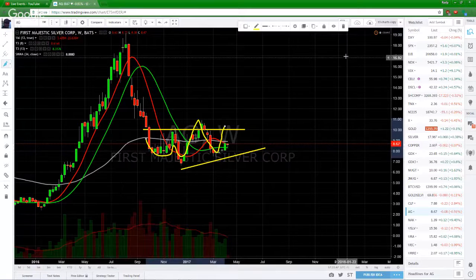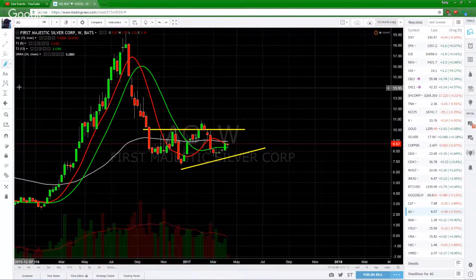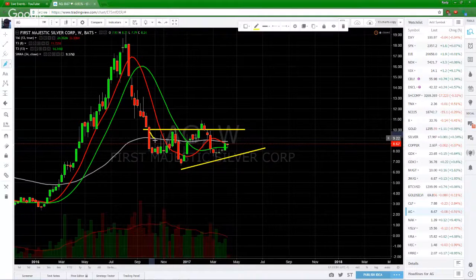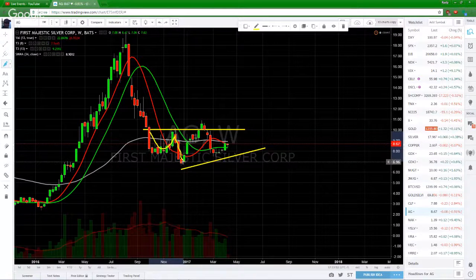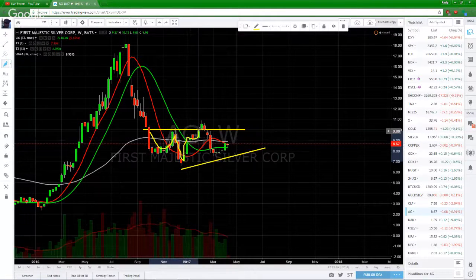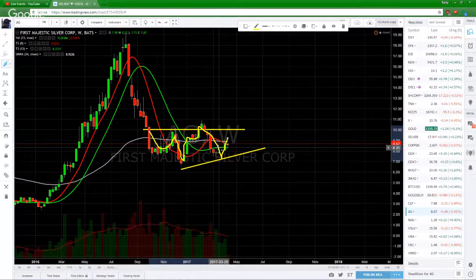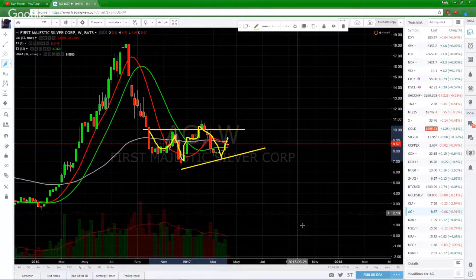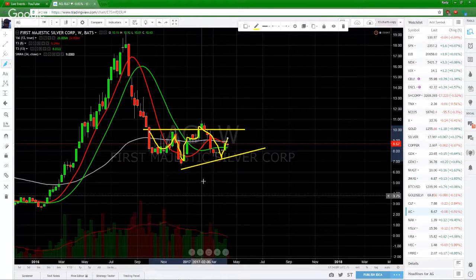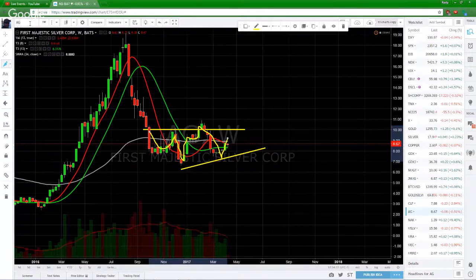That wasn't good. You can see the left, the head, and the right shoulder. The right shoulder got rejected. It came into support one more time. So anything can happen. Maybe this needs to come down because it hasn't yet. That could be possible. Anything's possible.